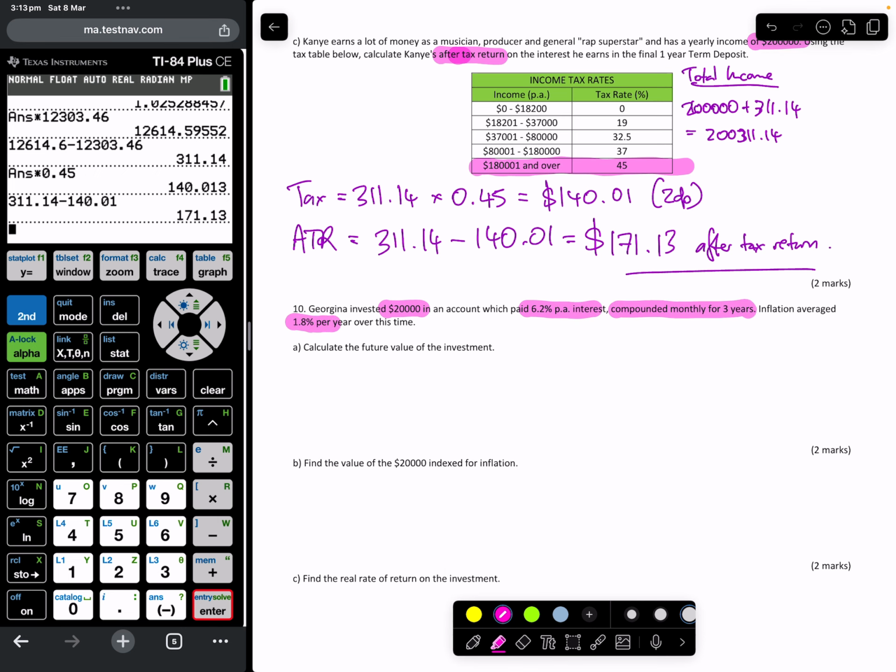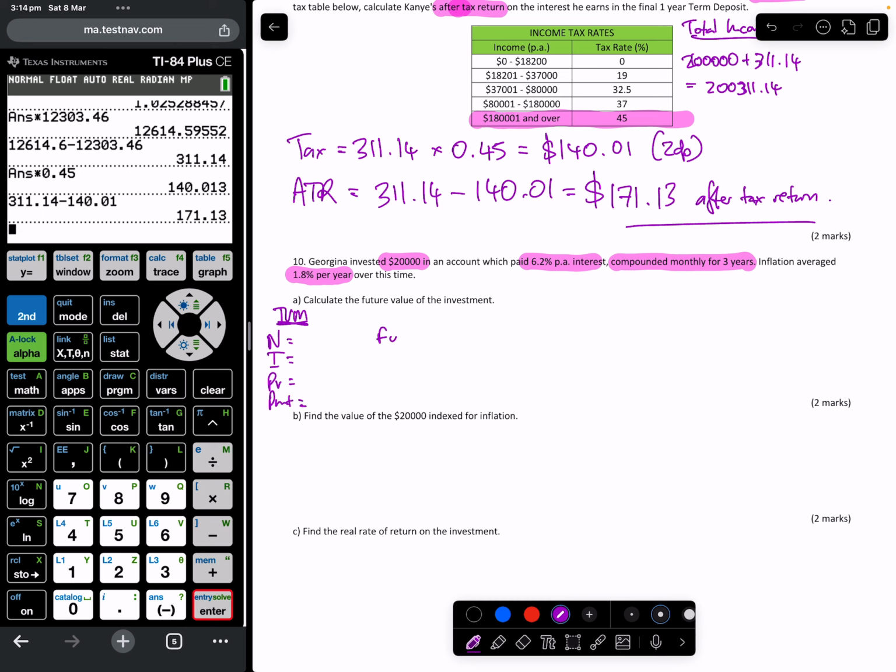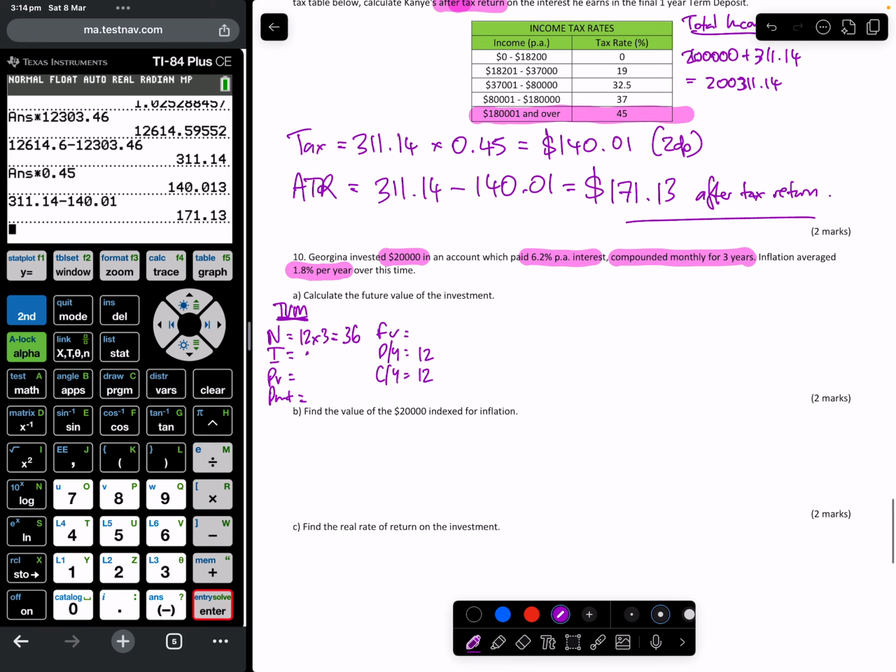So again, TVM, N, I, PV, PMT, FV, PY, CY. Compounding monthly, PY and CY are going to be 12, N is going to be 12 times by 3 years, 36. The interest rate, be careful with these two percentages. The interest rate of the account is 6.2%. We're not doing inflation yet. She invested 20 grand, so negative 20,000 for PV. No payments, 0 for PMT.